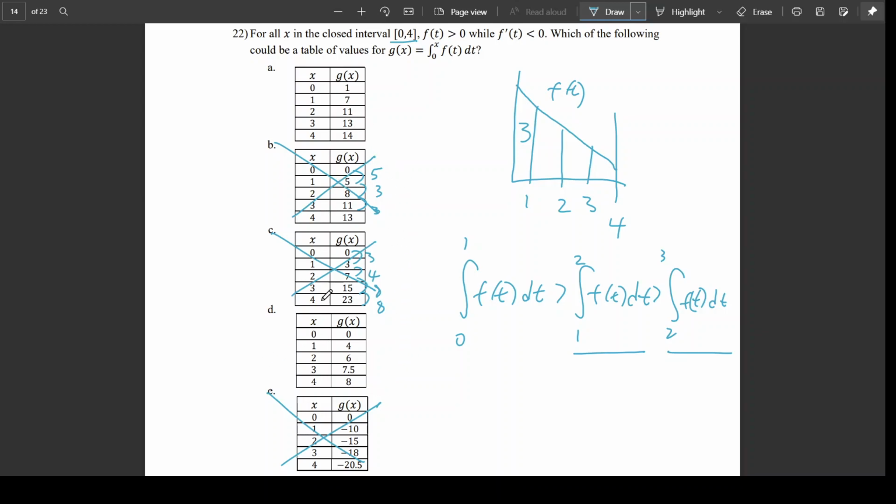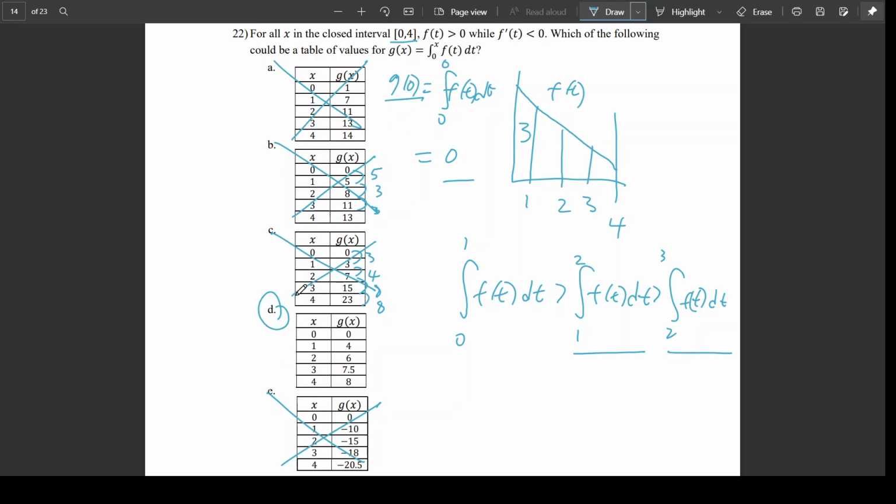Well, the key here is in looking at g of 0. g of 0 is the integral from 0 to 0 of f of t dt, and the integral from one number to that same number is always equal to 0. So g of 0 equals 0. Here it says g of 0 equals 1, so that's out. And the only answer that we have left is option D.